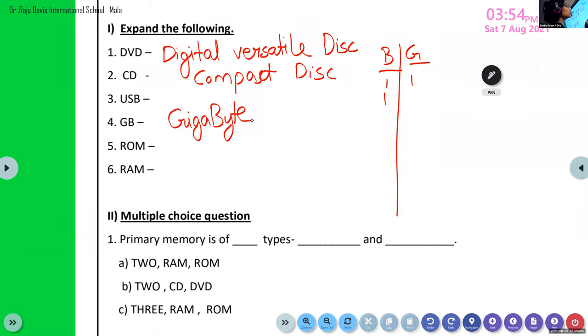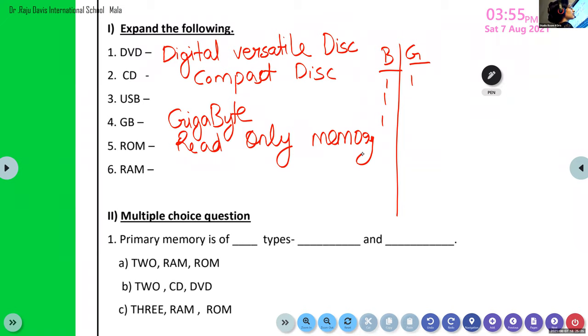Now I would like to call Aiden. Tell me the answer for the fifth one. ROM stands for read only memory. My God, you are right. It is read only memory. Okay. Yes. Now, thank you, my dear.